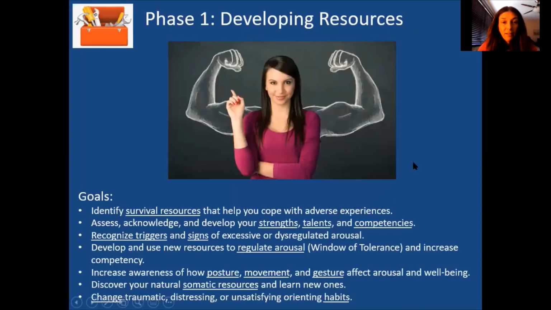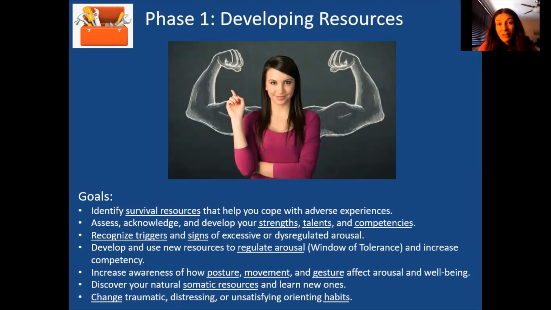Okay, so here it goes. So phase 1, developing resources. I want to talk to you about how this is played out in sensorimotor psychotherapy. Of course, there's many different ways to develop resources. For example, in dialectical behavior therapy, you're encouraged to first learn your DBT coping skills before you go into a later phase of therapy, which has to do with trauma.